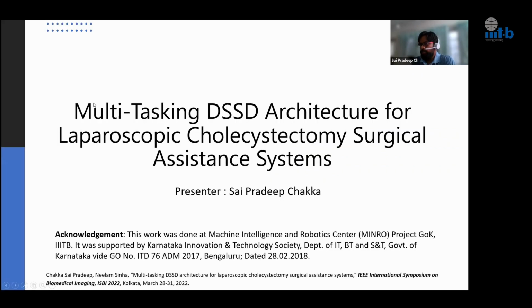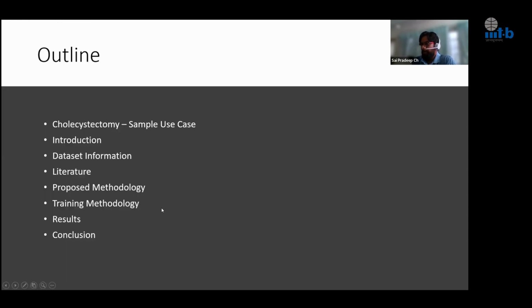In this regard, our work is a multitasking one. We have proposed a multitasking architecture for laparoscopic cholecystectomy surgical assistance systems. This work was done at Machine Intelligence lab at IIIT-Bangalore. This work has also been published in ISBI 2022.